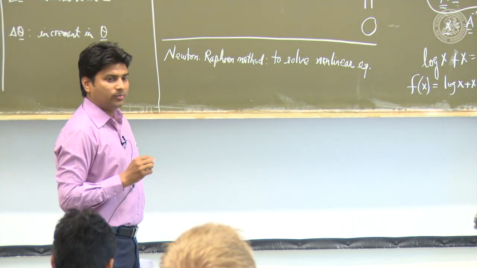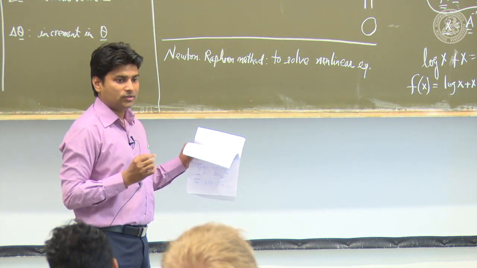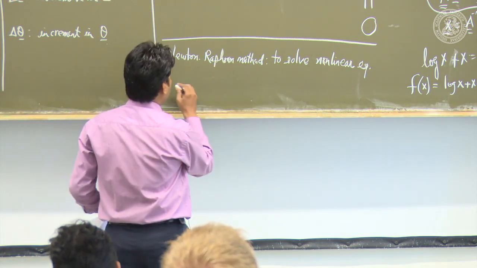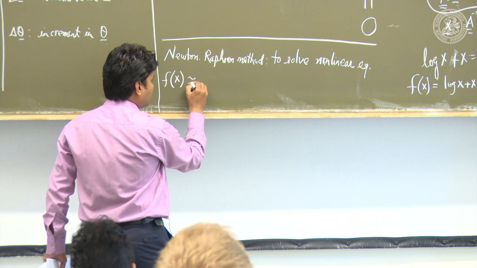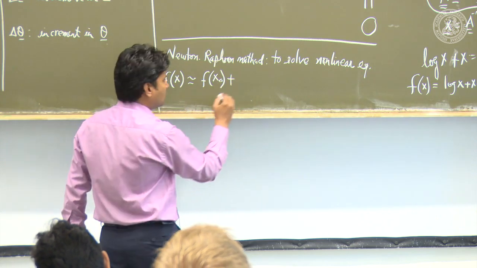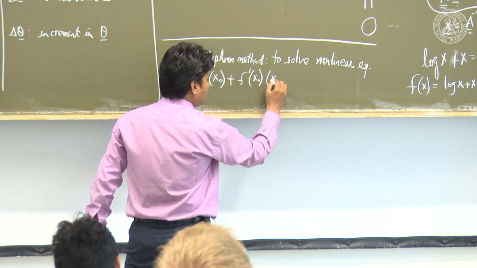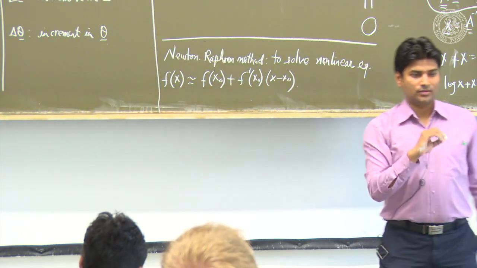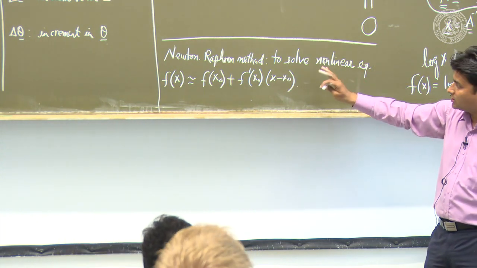So the idea behind the Newton-Raphson method is we linearize the nonlinear equation first about some initial guess. So that's your f of x. So what we would do is we write f of x as some f of x naught plus f prime of x naught into x minus x naught, just simple Taylor's expansion, plus the higher order terms, but we forget about the higher order terms because we are just linearizing it.